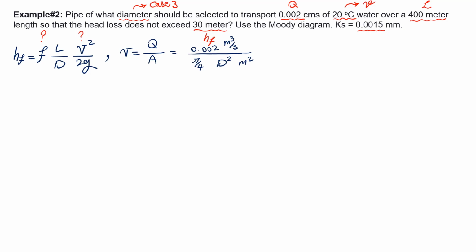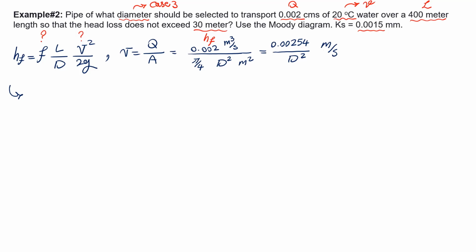So if I reorganize this equation and write it in terms of d, velocity would be 0.00254 divided by diameter to the power 2, and this is meters per second. Okay, now I have velocity in terms of d. I can put it inside my Darcy-Weisbach equation and rewrite the Darcy-Weisbach equation like this. So I'm going to insert the numbers. I know HF is 30 meters.